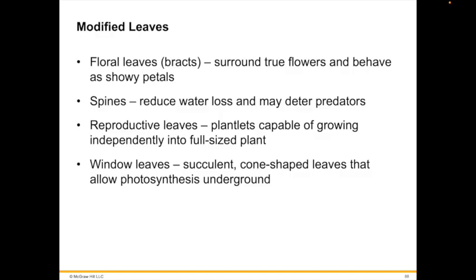Window leaves. Several genera of plants growing in arid regions produce succulent cone-shaped leaves with transparent tips. The leaves often become mostly buried in sand blown by the wind, but the transparent tips, which have a thick epidermis and cuticle, admit light to the hollow interiors, and this strategy allows photosynthesis to take place beneath the surface of the ground.